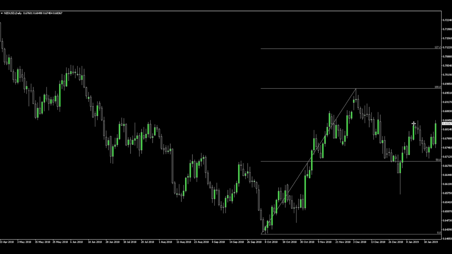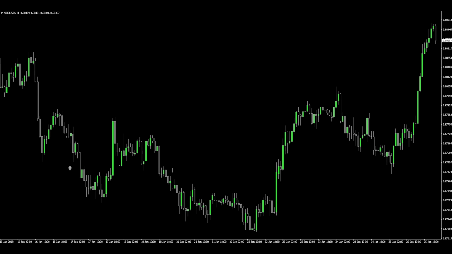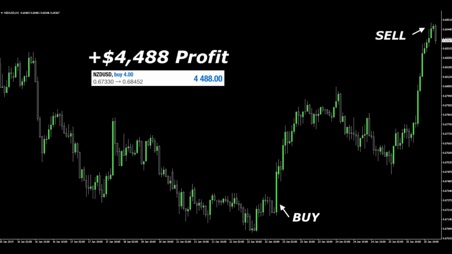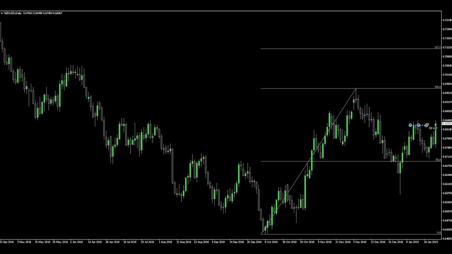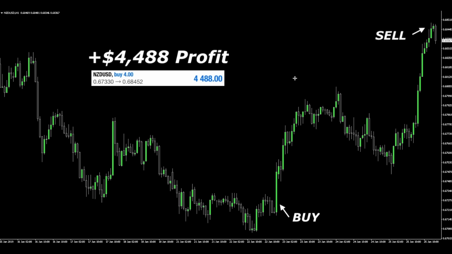And now when I saw that we came down to this 50% area again, I got very interested to buy again. So I zoomed down to the 1 hour chart, and the 1 hour chart looked like this. And as you saw, the buy was right down here and the sell up here. This resistance area on the daily chart, the previous high, was an area I wanted to exit at. So that's how I traded New Zealand dollar USD.